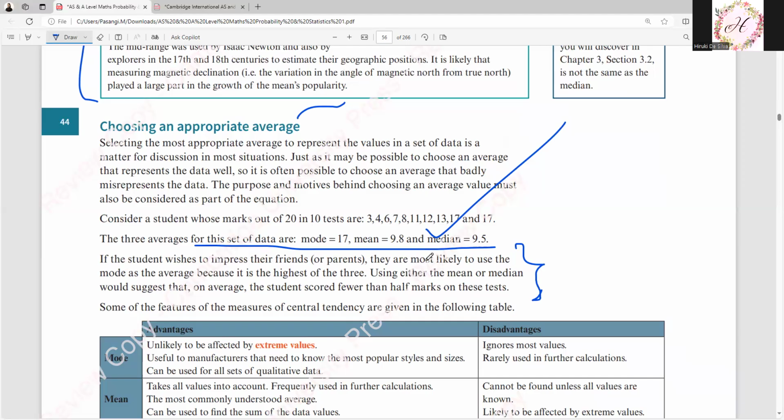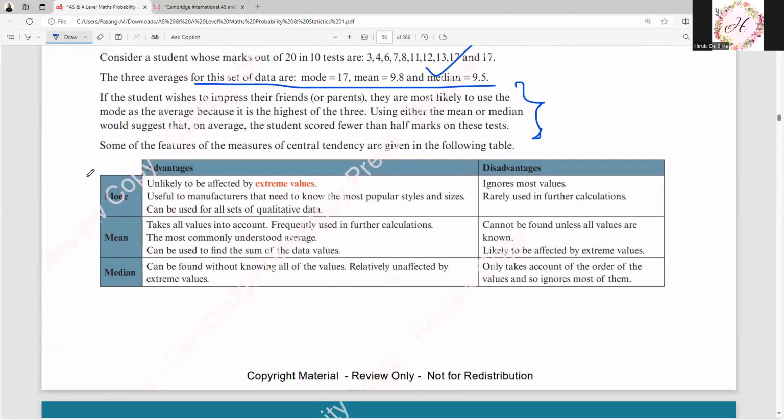ඇත්තටම කියනවා නම් භාගයටත් වඩා අඩුවෙන් තමයි marks අරන් තියෙන්නේ. That's because the average here, I mean the mean value, is 9.8, but the median value is 9.5. That means half of the values are lower than 9.8, lower than the mean. That's what they have mentioned here. Is it clear? Yeah. Okay.